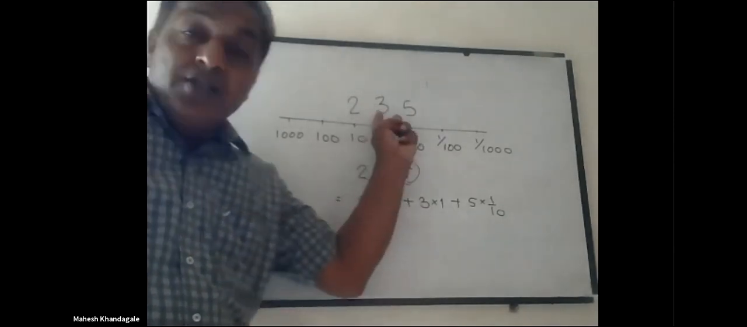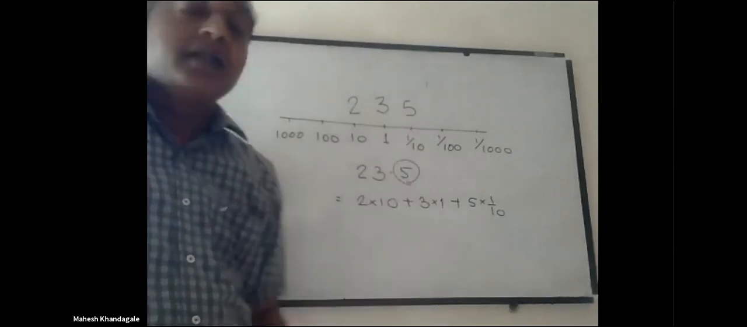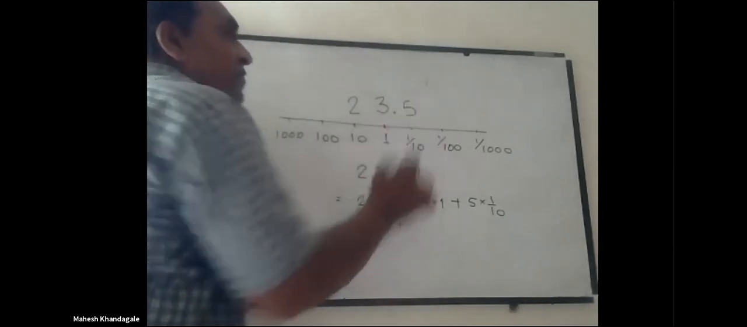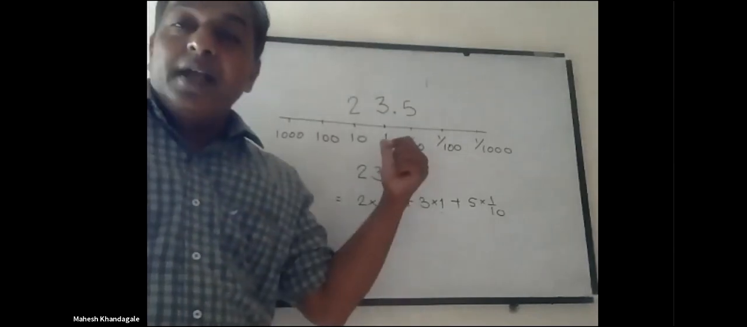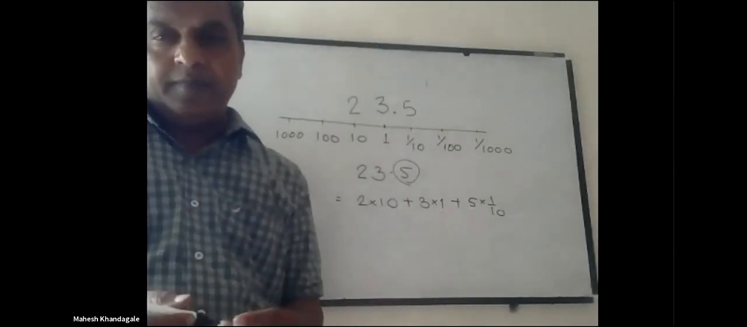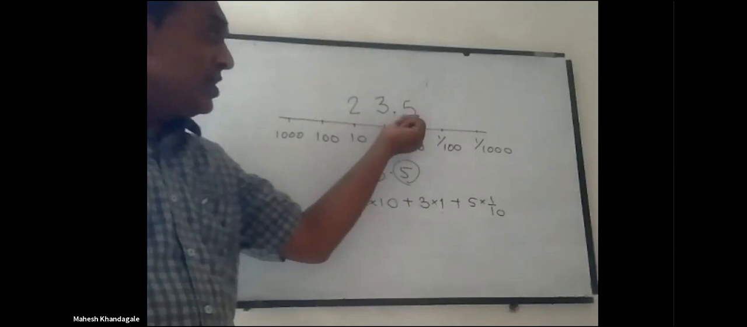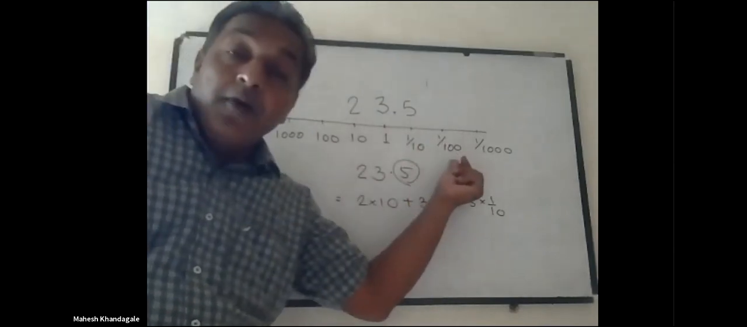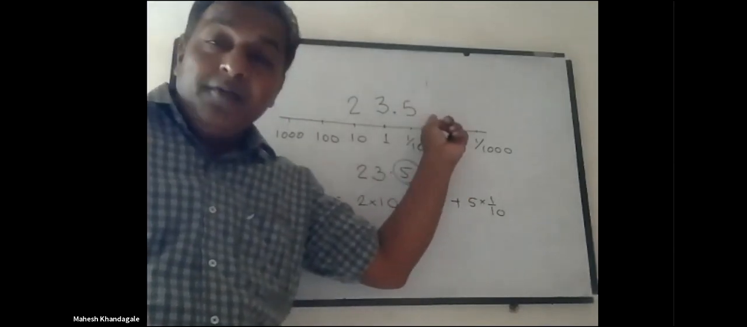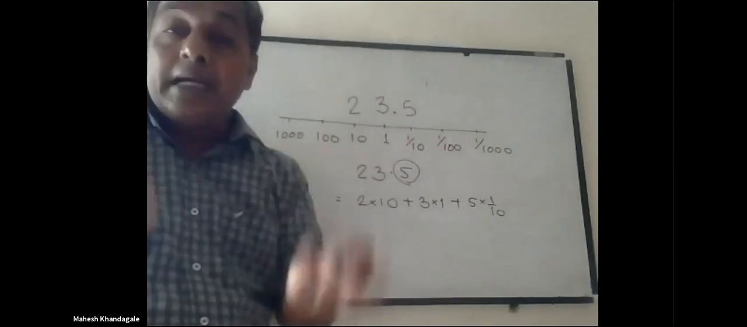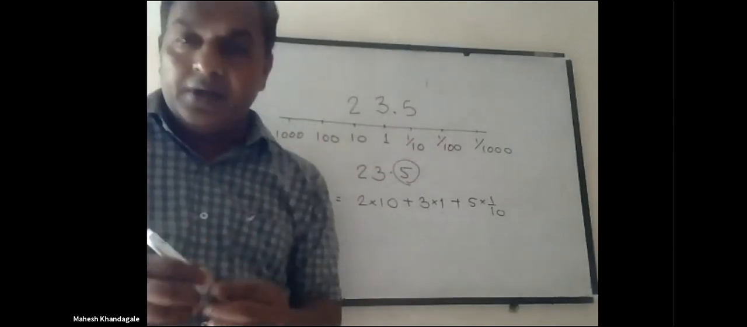So as soon as units are over, the decimal point starts. So we get 23.5. Understood? So this is tenths. If we have one more digit towards the right of 5, it will become the hundredths part. That we'll see now. Okay.